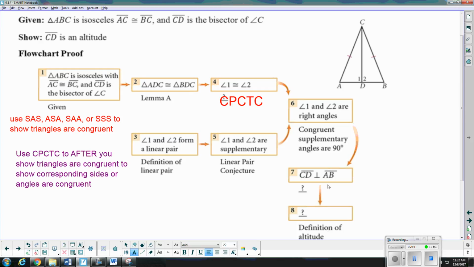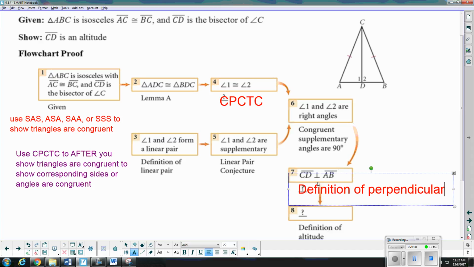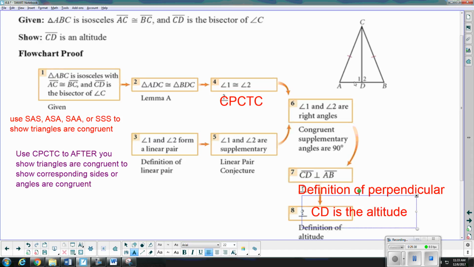Congruent supplementary angles are 90 degrees. And then number 7, how do we know that they're perpendicular? Well, we know that CDB and CDA are 90 degrees, so that's the definition of perpendicular. And then lastly, we know that CD is the altitude because it comes from a vertex and is perpendicular to the opposite side, and that's the definition of altitude.